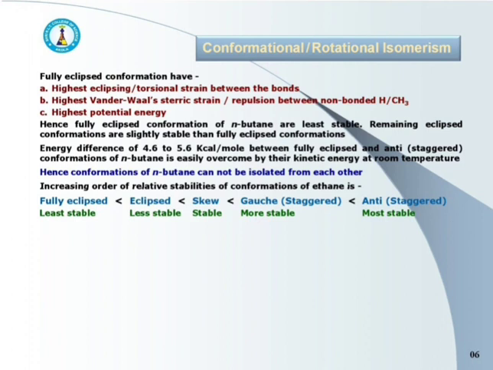Fully eclipsed conformations of n-butane are the least stable conformations, whereas the remaining eclipsed conformations are slightly stable. Energy difference between fully eclipsed and anti-conformation of n-butane is very small.